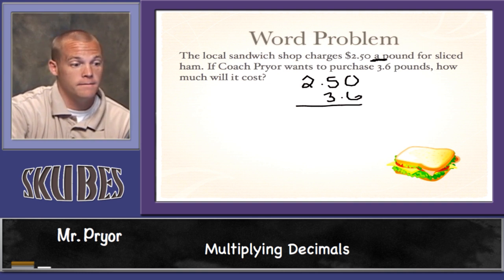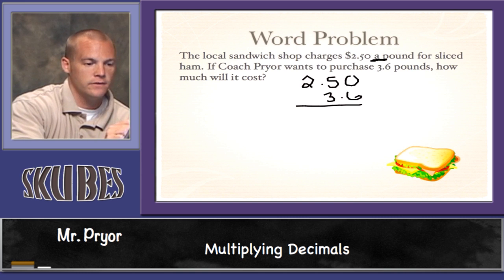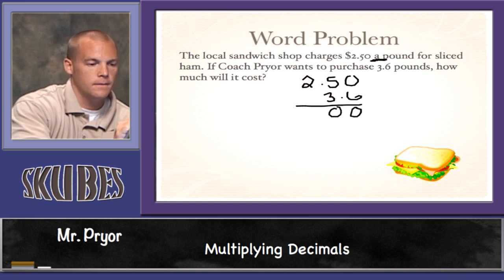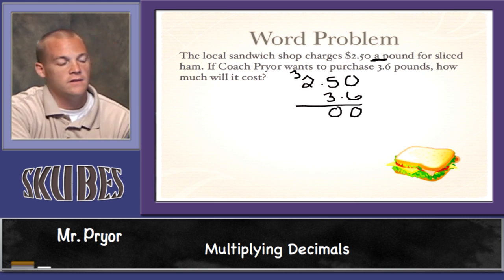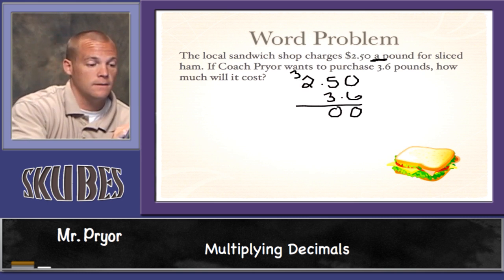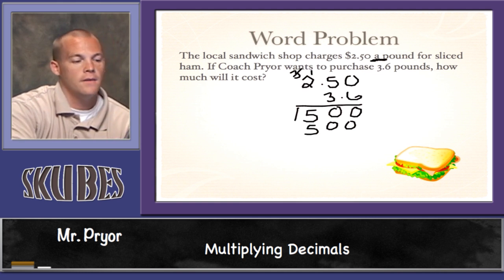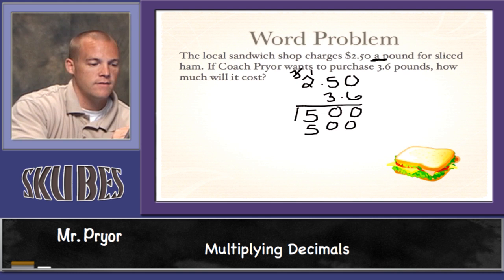And now we're ready to multiply. 6 times 0 is 0. 6 times 5 is 30. Carry the 3. 6 times 2 is 12, plus 3 is 15. Hold the place with a 0. 3 times 0 is 0. 3 times 5 is 15. Carry the 1. And 3 times 2 is 6, plus 1 is 7.